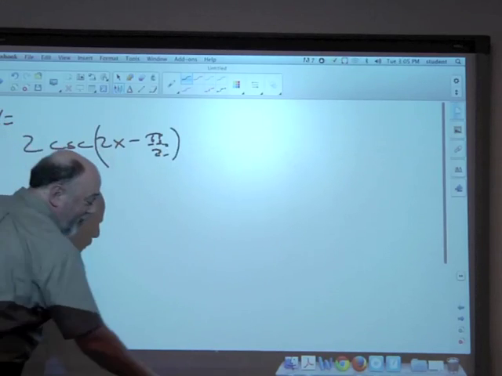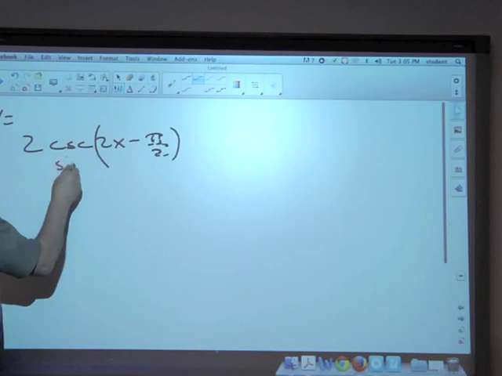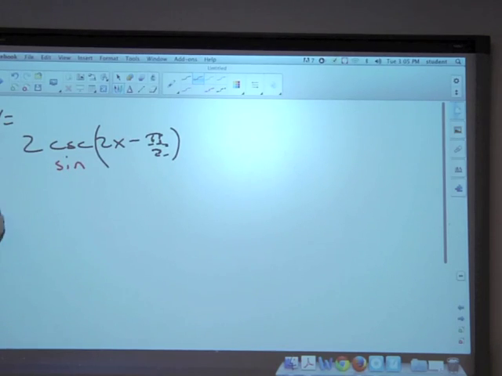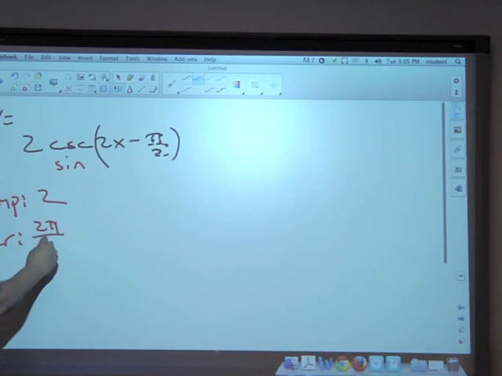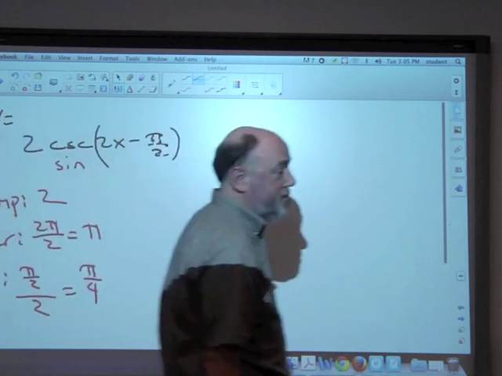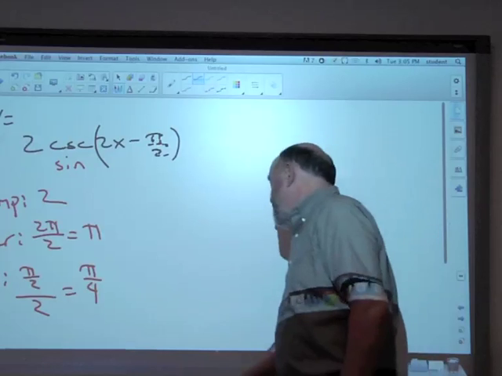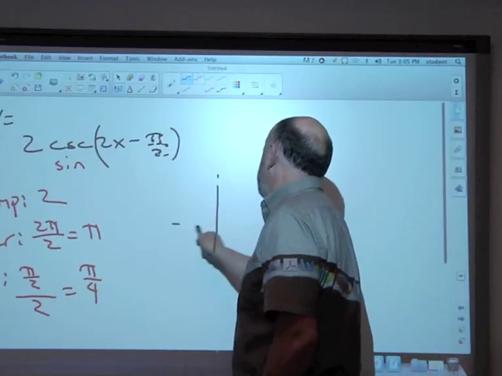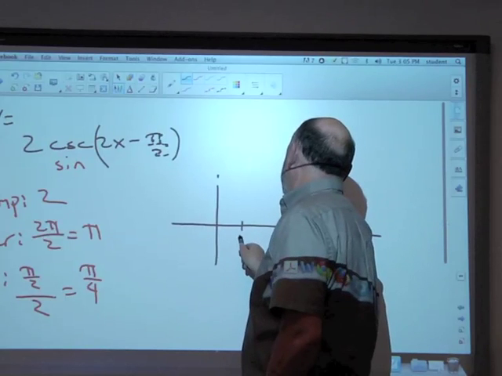Well, to do this, I want to first think about this in terms of my sine wave. The amplitude will be 2. The period is going to be 2 pi over 2, which will be pi. And then my phase shift is going to be pi over 2 divided by 2, which will be pi over 4. Right? So if I graph this first, this is going to be pi over 4.